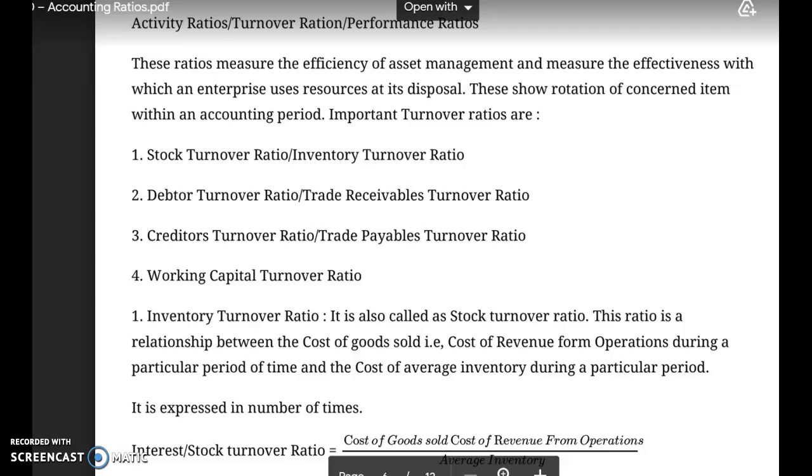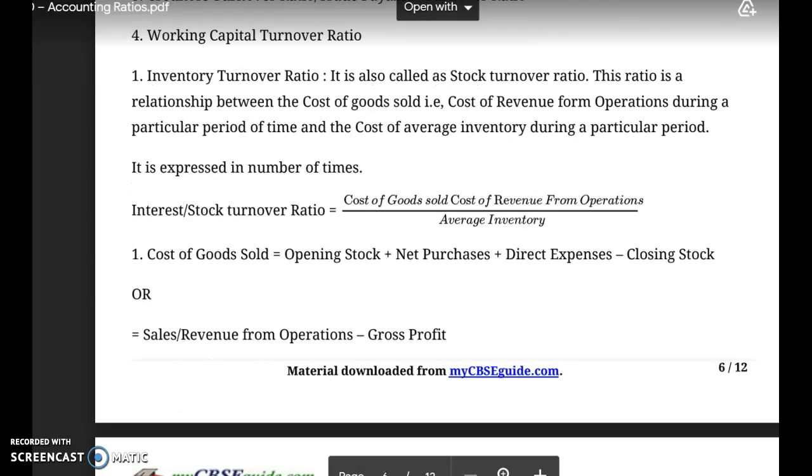First, it is the stock turnover ratio or the inventory turnover ratio. It is also called as stock turnover ratio. This ratio establishes a relationship between the cost of goods sold or the cost of revenue from operations during a particular period of time and with reference to the cost of average inventory. The formula to calculate this ratio is very simple. That is the cost of goods sold or revenue from operations divided by the average inventory.